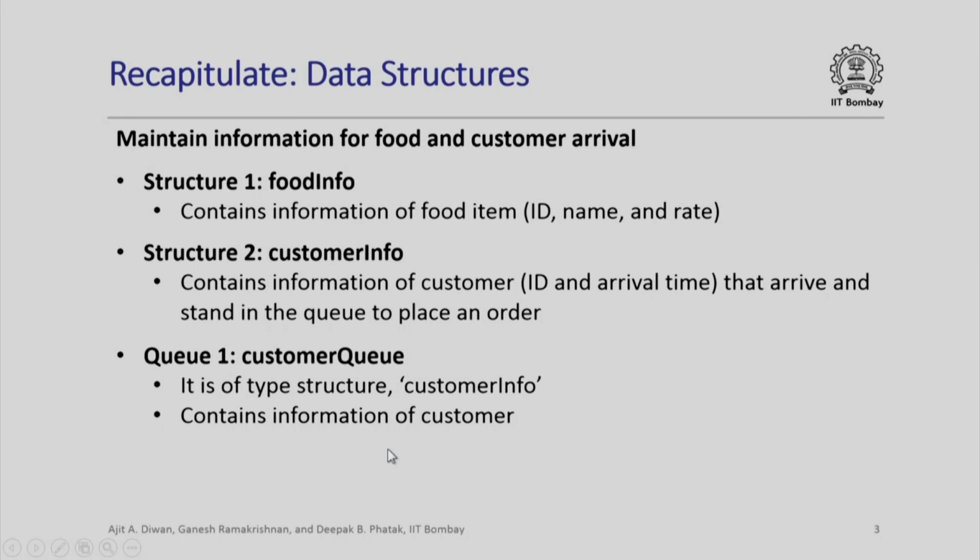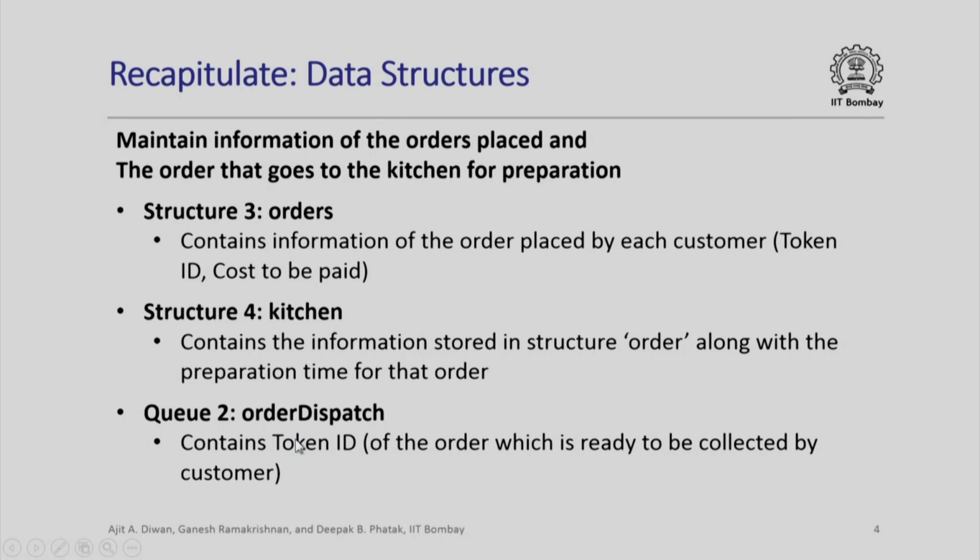Let us recapitulate the various data structures quickly. Maintaining information for food and customer arrival was in structures called food info and customer info. Then there was a customer queue which contains information about the customer arrival. Next, we were to maintain information about the orders placed and the order that goes to the kitchen for preparation. So, we had an orders structure which contains information of the order, that is token ID, cost to be paid, etc. Kitchen was the main structure which contains information stored in the structure order along with the preparation time for that order. Then there was an order dispatch queue which contains the token ID of the order which is ready to be collected by the customer.